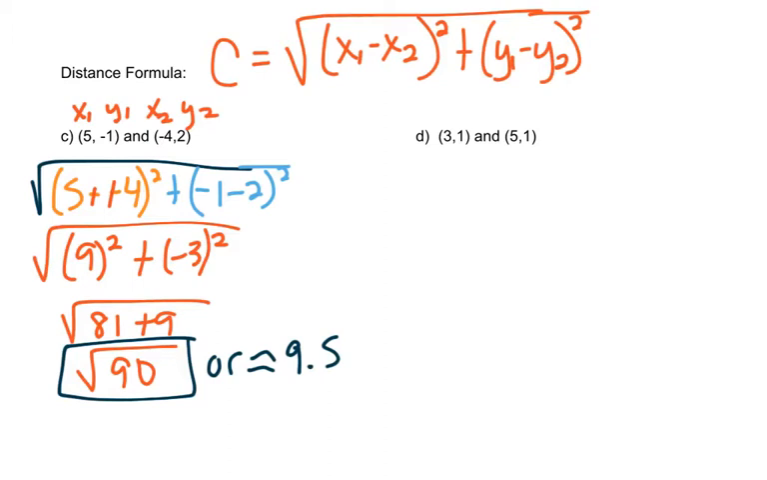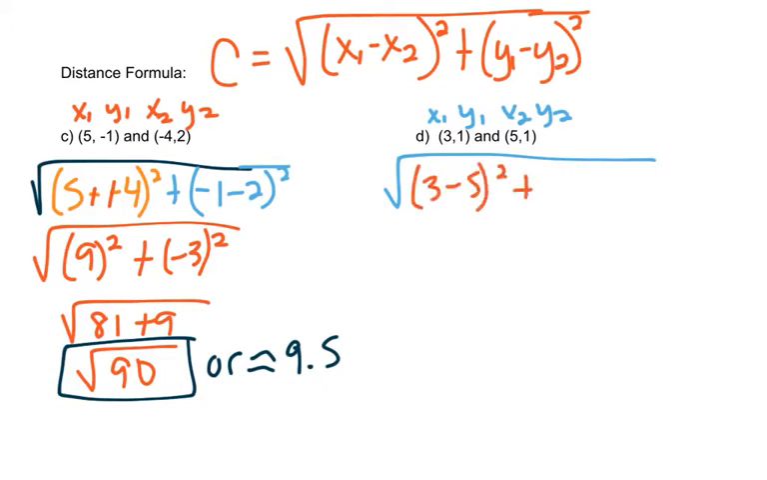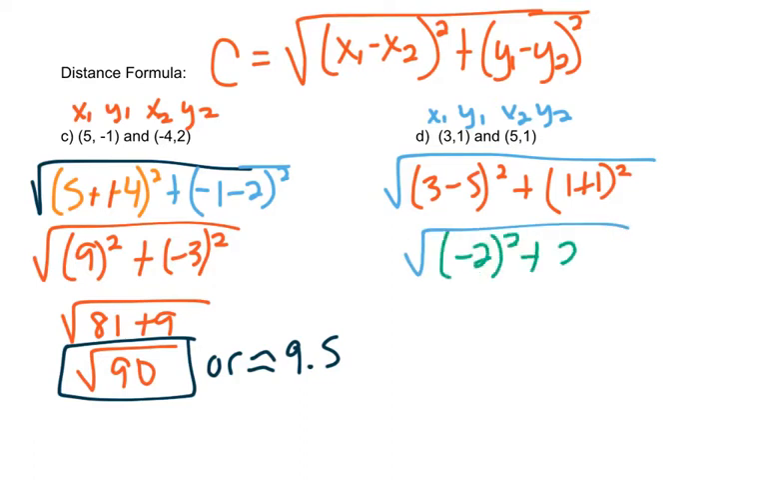Okay, let's do the last thing we're going to do. Sorry this video is so long. Same thing, let's just practice. So you have the square root. First, let's label. I almost forgot. So I've got my x1 is 3 minus 5 squared plus 1 plus 1 squared. So I have the square root of negative 2 squared plus 2 squared. That would be the square root of 4 plus 4, which is the square root of 8.